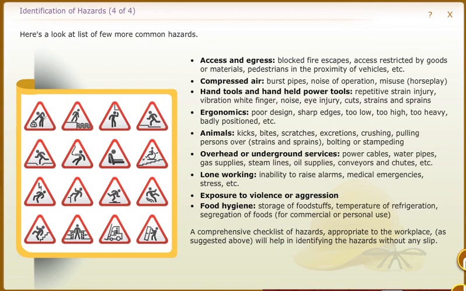Lone working: inability to raise alarms, medical emergencies, stress, etc. Exposure to violence or aggression. Food hygiene: storage of foodstuffs, temperature of refrigeration, segregation of foods for commercial or personal use. A comprehensive checklist of hazards appropriate to the workplace, as suggested above, will help in identifying the hazards without any slip.